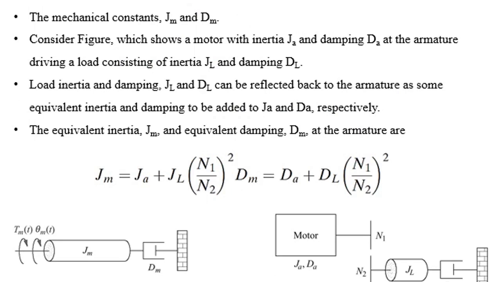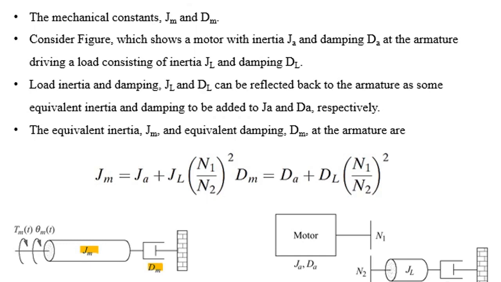Dear students, now we will do mechanical load analysis for the DC motor. In forming the transfer function for the DC motor, we have used an equivalent mechanical load, which is represented in figure 1. In this, equivalent inertia and equivalent viscous damping constants were used. Now we will explore what these equivalent quantities are.